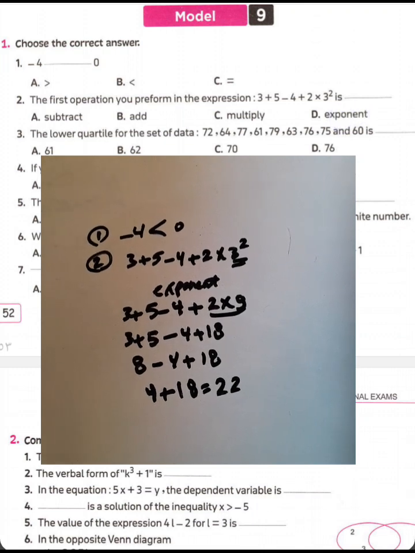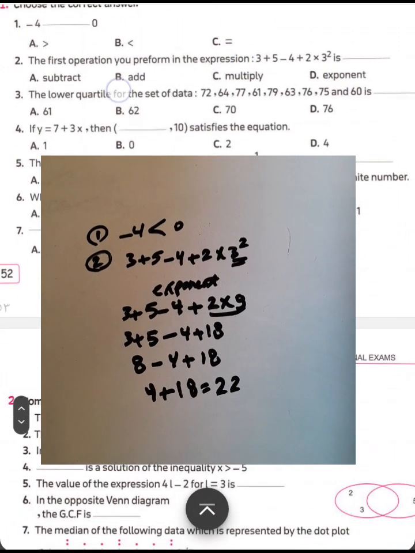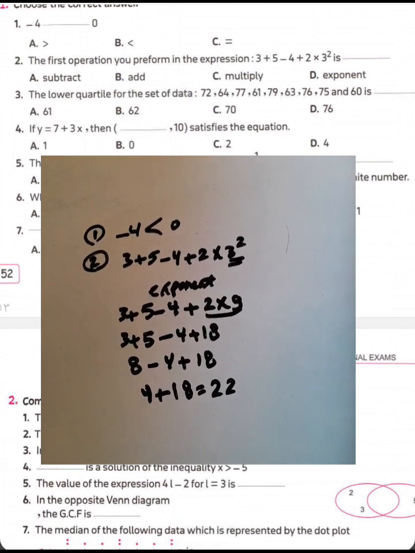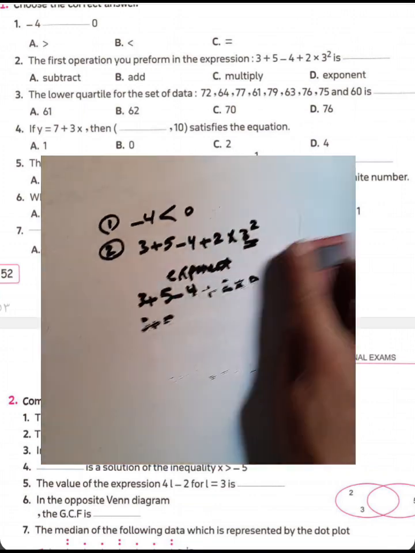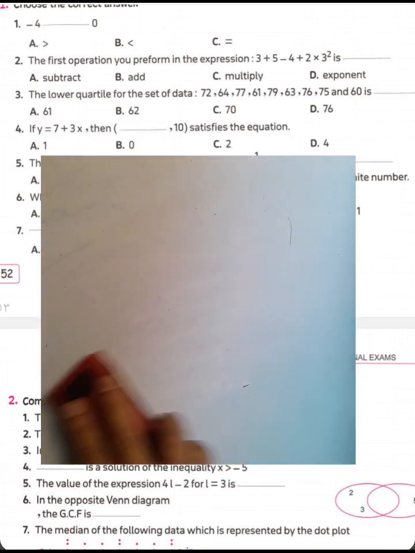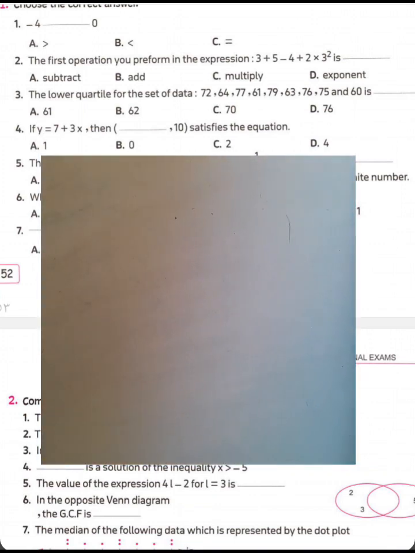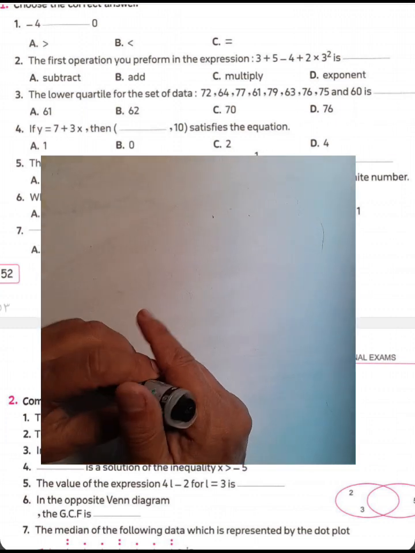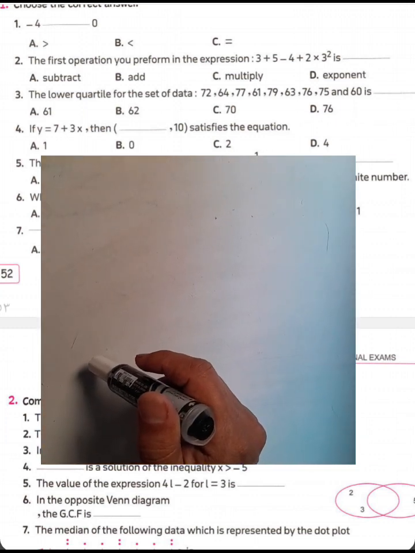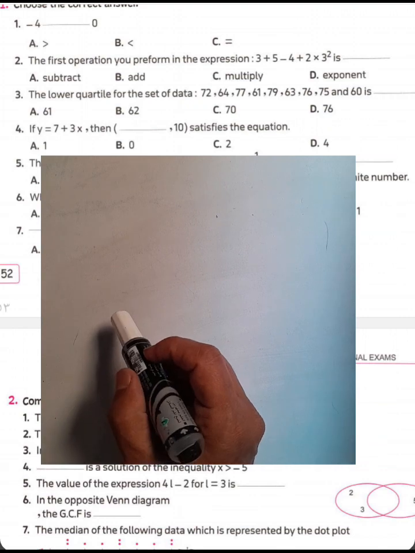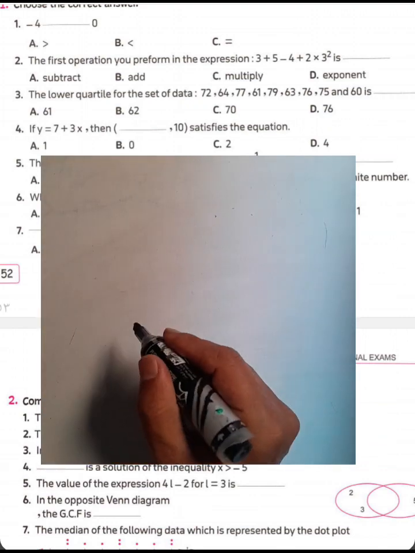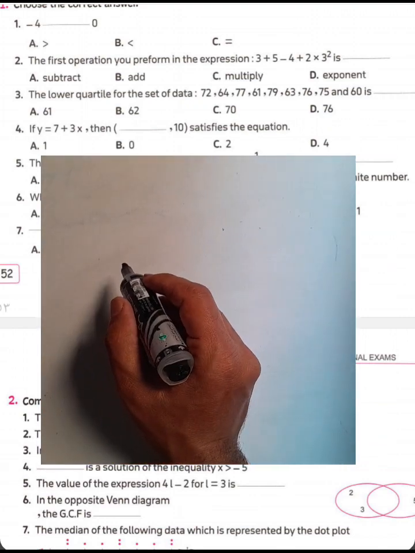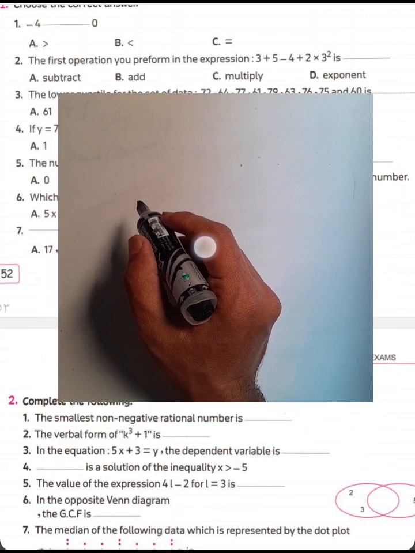Okay. Question number 3. The lower quartile from the set of data here. To find the lower quartile, you must arrange all the values of the data from left hand side to right hand side, from smallest to greatest, and then you can find the lower quartile. Okay, look with me. First step, I will arrange all the data here.